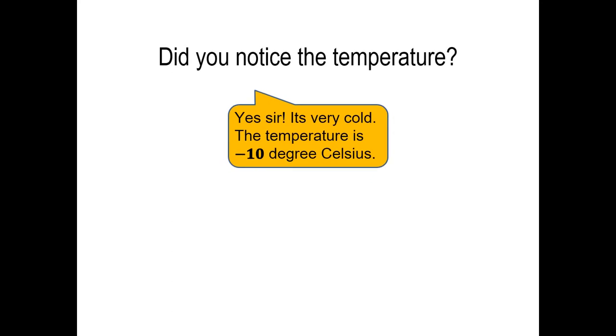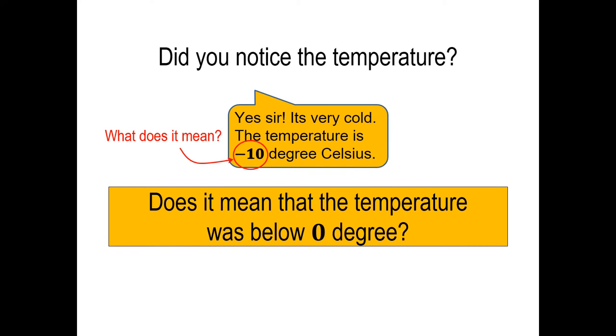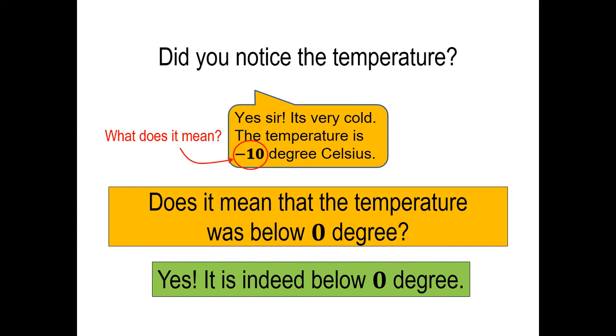Did you notice the temperature in Quetta? What does it mean? What does this symbol represent? Does it mean the temperature was below 0 degree? Yes, it is indeed below 0 degree. Whenever we want to represent any number which is below 0 or smaller than 0, we use this symbol which is known as negative sign. And whenever it appears with a number, the number is known as a negative number.